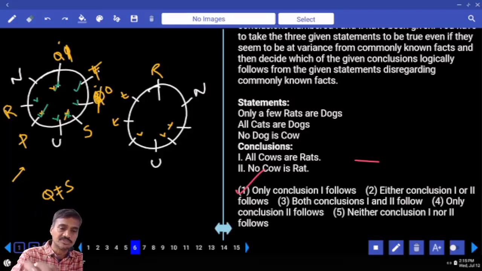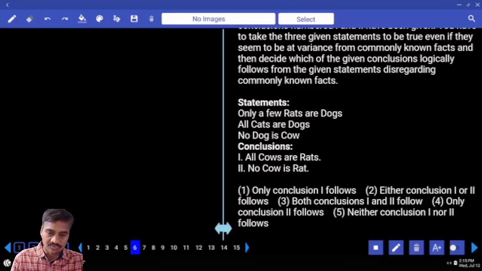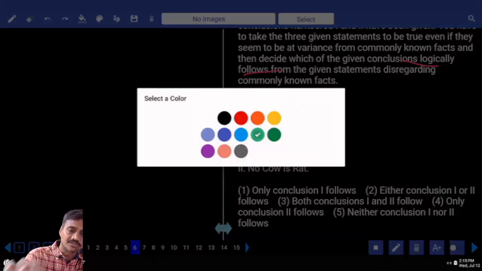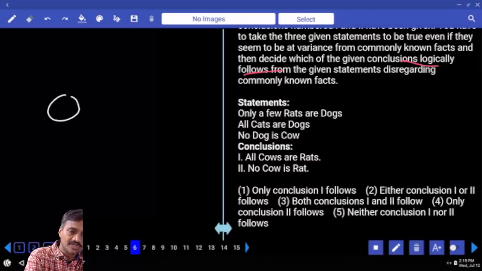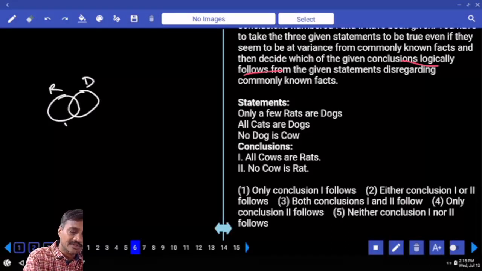Then coming to question numbers 6 to 9. Now here in this one, syllogisms, that too, logically follows. Logically follows means first model. And first model, only a few rats are dogs. And what do you mean by this one? Only a few rats are dogs means only some rats are dogs, but not all. And this entire rat is not a part of this dog.